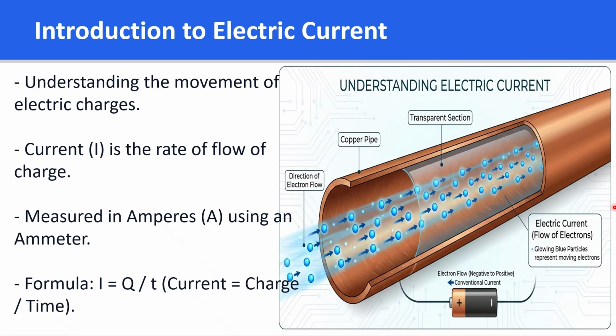My question is, what is the standard unit used to measure electric current? And the answer is amperes, or amps. So if there are 10 coulombs of charge passing a point in 2 seconds, what is the current? The answer is 5 amperes, because the formula is I equals Q over T, or current equals charge over time.